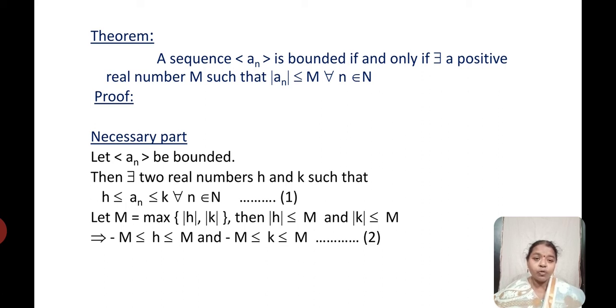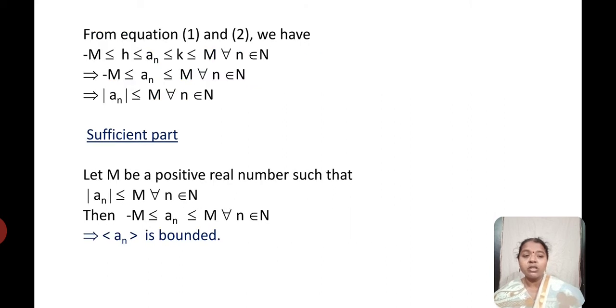And then what we do is we take capital M to be the maximum of modulus of h and modulus of k. Then mod h is less than or equal to capital M and mod k is less than or equal to capital M. Now when I am removing the modulus sign, I have to write a positive and a negative number. So when I do that, I get minus M is less than or equal to h less than or equal to M and minus M is less than or equal to k less than or equal to capital M. Let's call this equation 2.